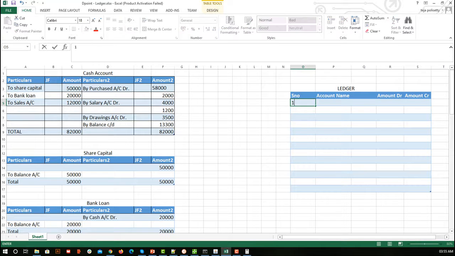Okay, so first is serial number, and what is our first account? It is our cash account, so we are going to write cash account. Now the logic here is, if you can see on left hand side we had 82,200, but on right hand side we are less by 30,300. So it means that on our left hand side we have 13,300 more, correct? That's why we have written by balance carried down 13,300.